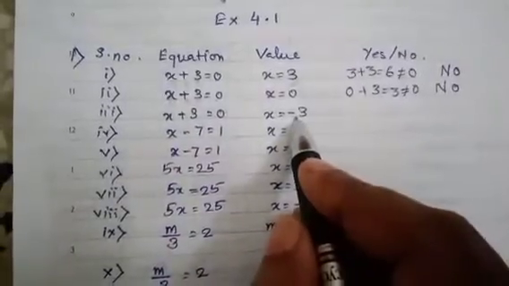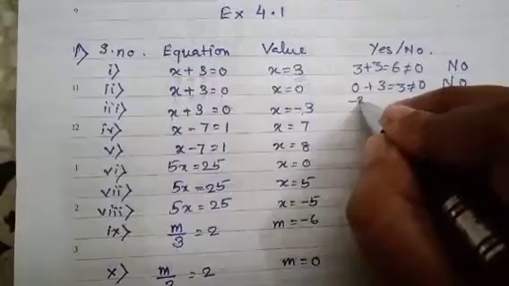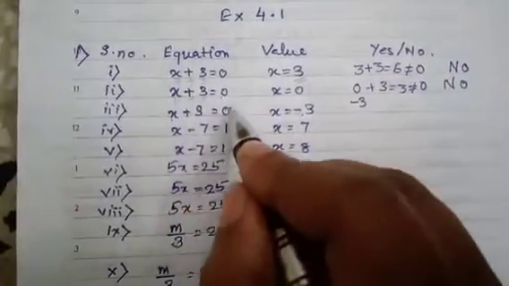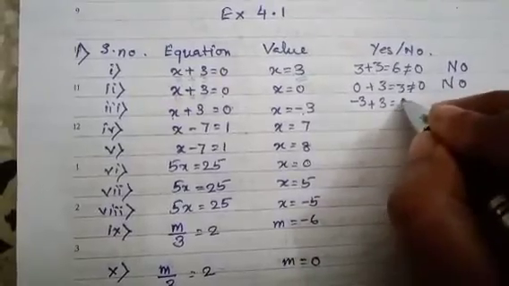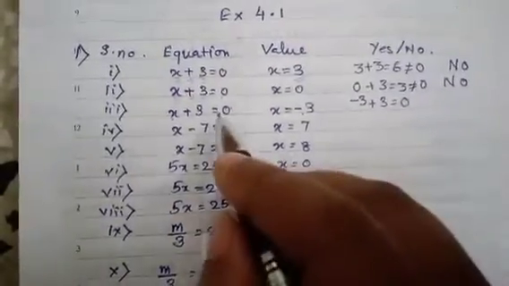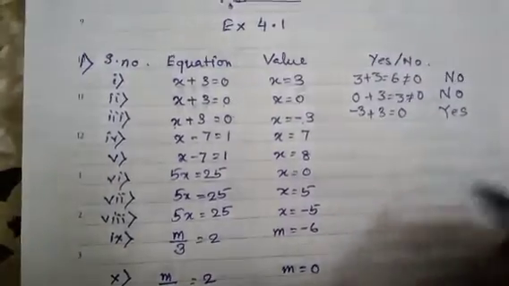Then again, this is minus 3. So instead of x, I will write minus 3, and then I will copy down the rest of it as it is, plus 3. So minus 3 plus 3 is 0. And here the solution is 0. So yes, it is a solution.